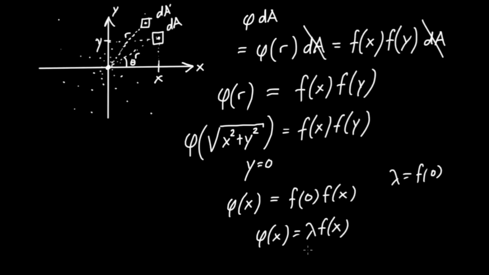With that knowledge that phi is a scalar multiple of f, I'm going to return up to this line here, where I have phi of the square root of x squared plus y squared as the input. So this input looks complex, but it's just one thing, one object, the square root of x squared plus y squared, being inputted into phi. Now, because phi is a scalar multiple, namely lambda, of f, I set this equal to lambda times f operating on that very same input, square root of x squared plus y squared. So the equality between this, lambda times f of the square root of x squared plus y squared, and f of x times f of y, is the key functional equation that I'm going to work with next.